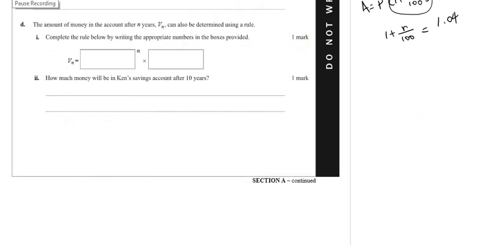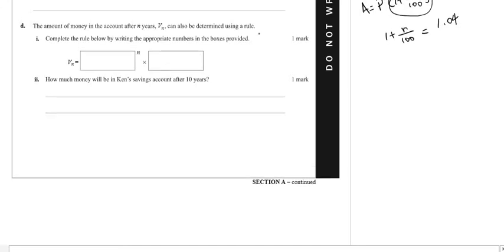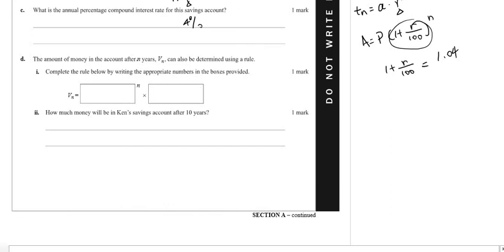The amount of money in the account after n years can also be determined using a rule. So you complete the rule below by writing the appropriate number in the boxes provided. If you look at our equation over here, this is the equation that they want us to find. They have expressed the relationship for us through the recurrence relation equation over here. Now what they want us to do is represent that as our compound interest equation, this one over here.